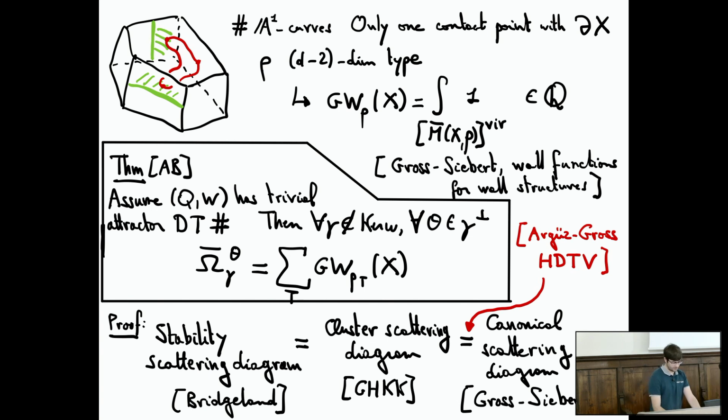So another theorem is that if your quiver with potential has trivial attractor DT invariants, then as long as gamma is not in the kernel of omega, your rational DT invariant is simply equal to the sum, over tropical types, of these genus 0 log Gromov-Witten invariants of this cluster variety. Which means that under this condition of having trivial attractor DT invariants, DT invariants have a Gromov-Witten meaning as counting curves in the cluster varieties determined by the quiver.